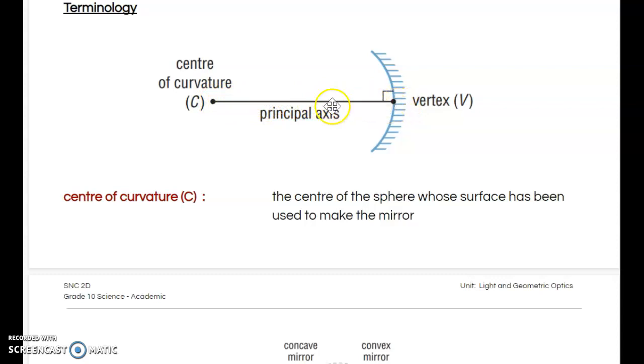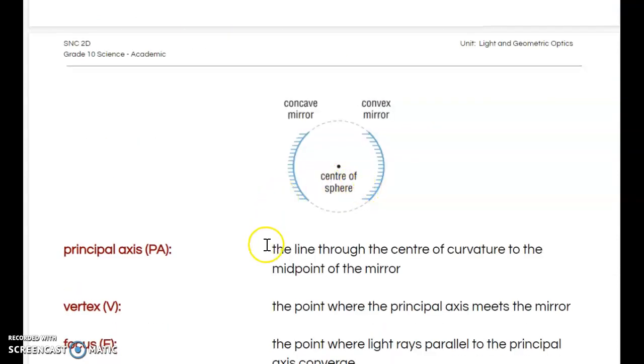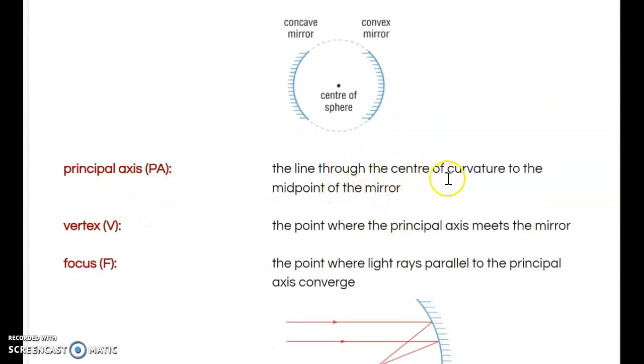It goes to the middle of the mirror where your vertex would be. Your vertex is where your principal axis meets the mirror at a 90-degree angle. So your principal axis is a line through the center of curvature to the midpoint of the mirror. Your vertex is the point where the principal axis meets the mirror at 90 degrees. I already talked about that. And then the point where the light rays parallel to the principal axis converge.